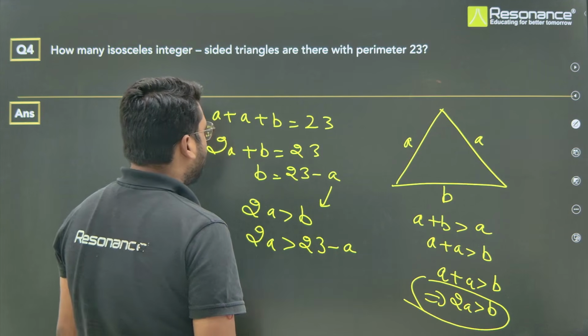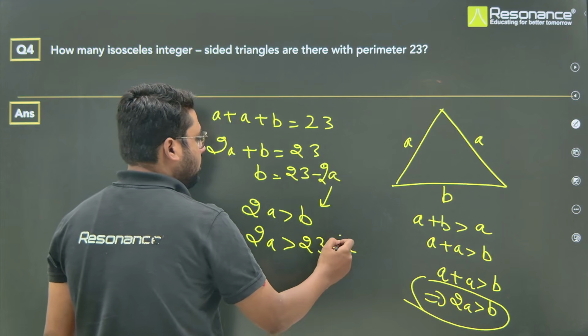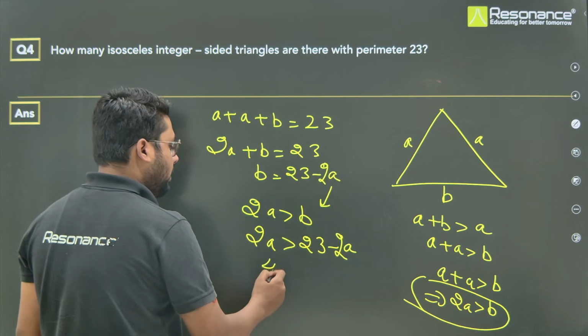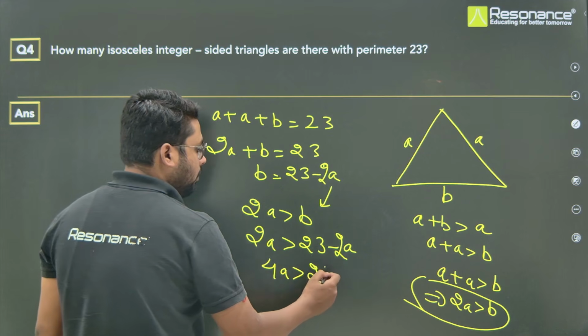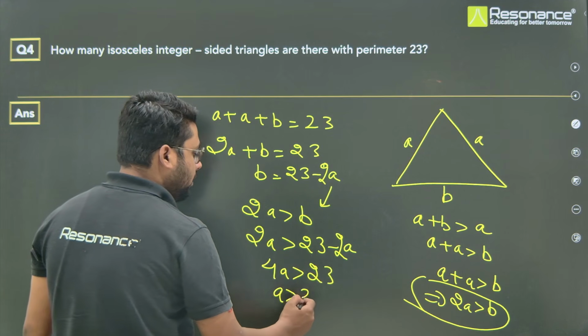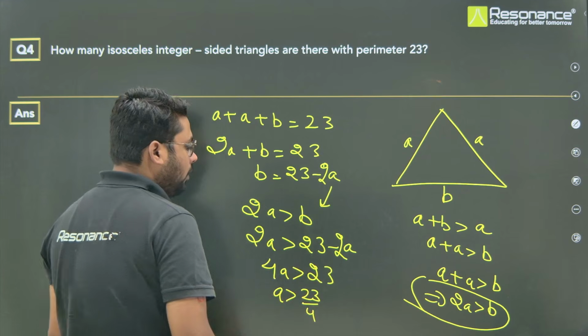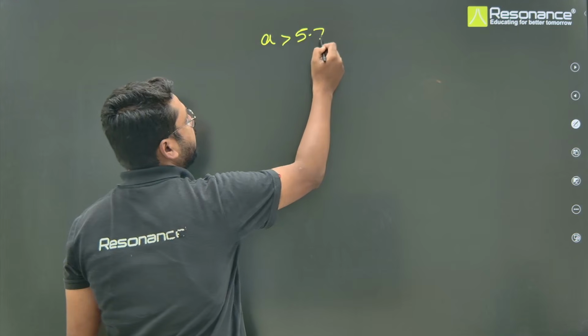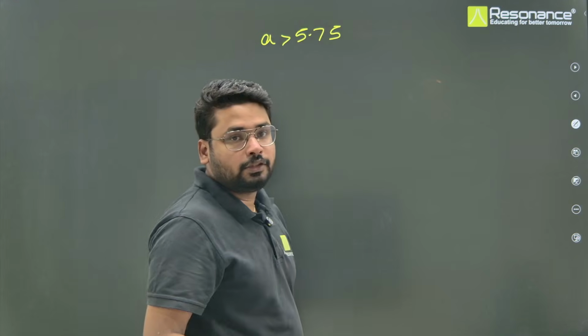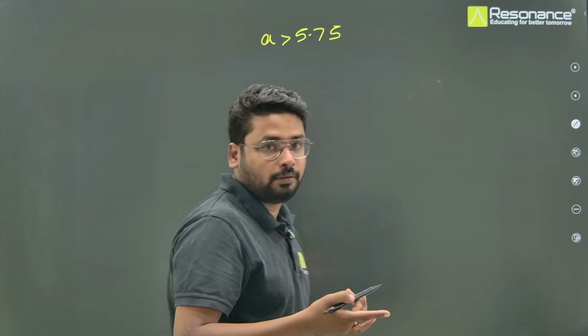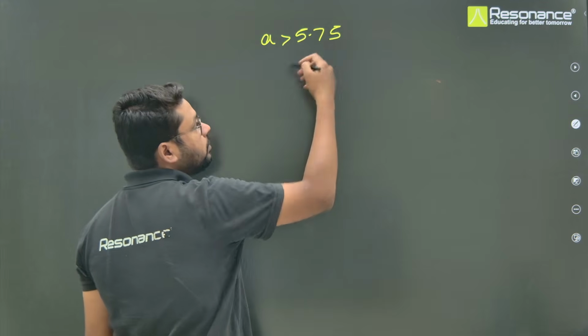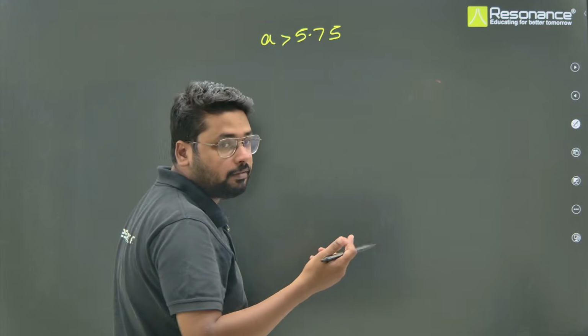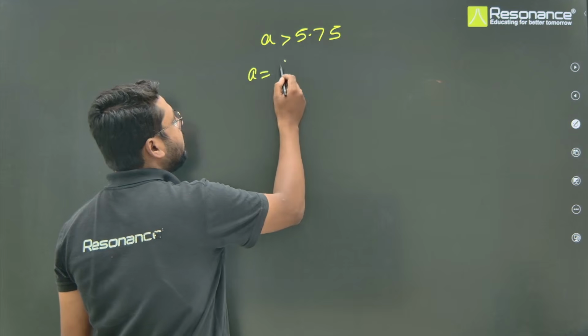Okay, 2a, this is 2a, 23 minus 2a. So 4a will be greater than 23, or a will be greater than 23 by 4, or I can say a will be greater than 5.75. The value is in decimals, so we have to take the integer value. So the nearest possible value, because we have to pick greater than 5.75, a will be 6.